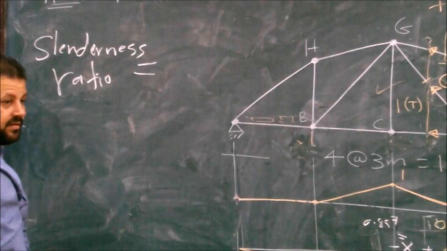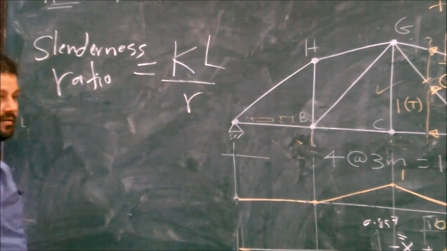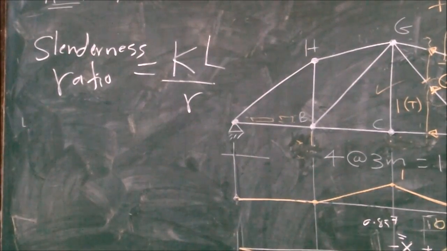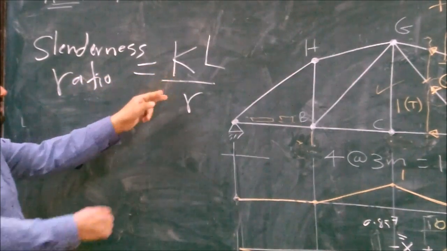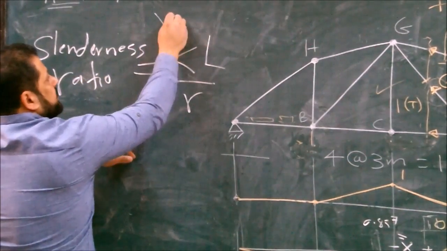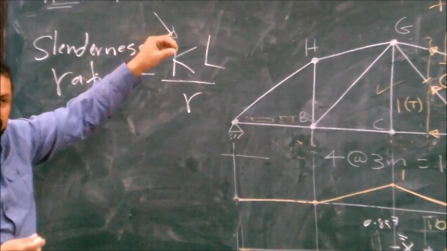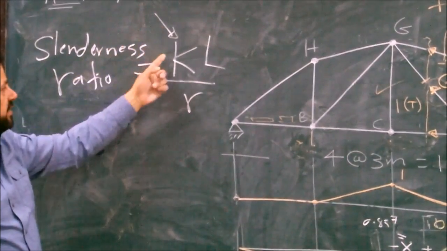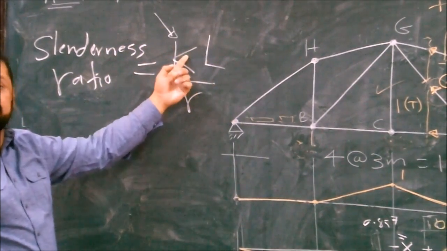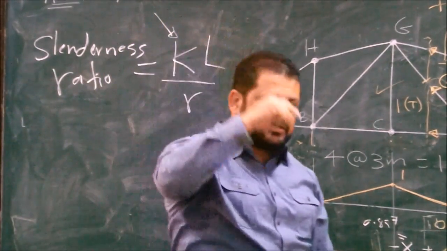K L over R. This is called the slenderness ratio. K is a factor reflecting the end condition, a constant for the end condition. If we have pin, K equals 1. Actually it's for the effective length. KL is the effective length, the distance between the two inflection points.